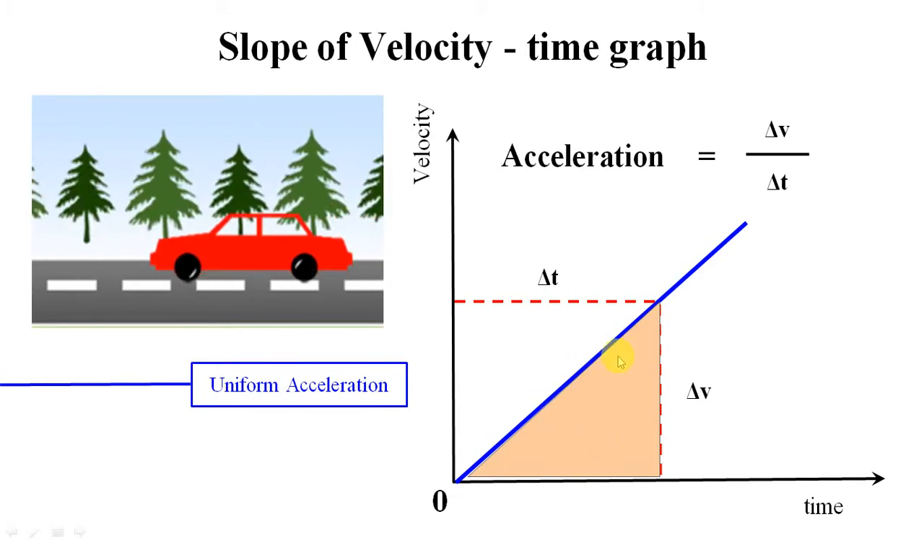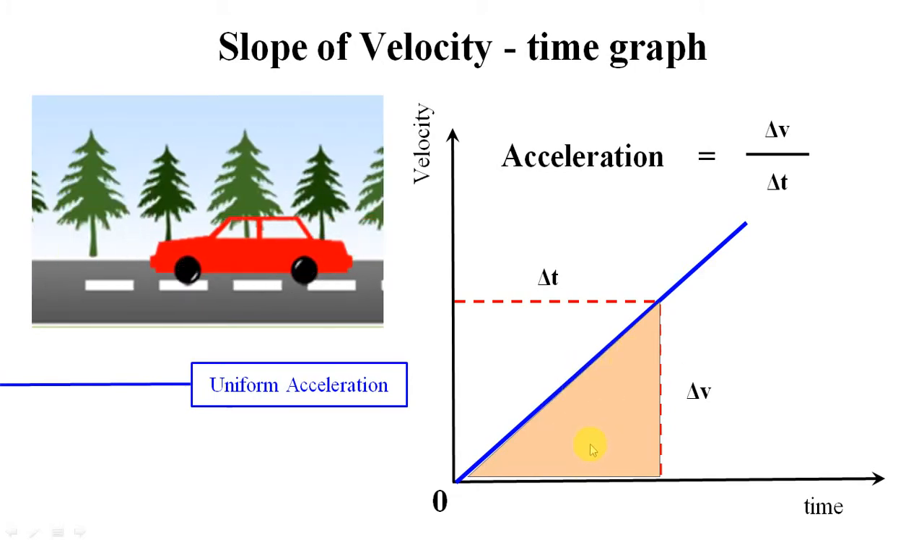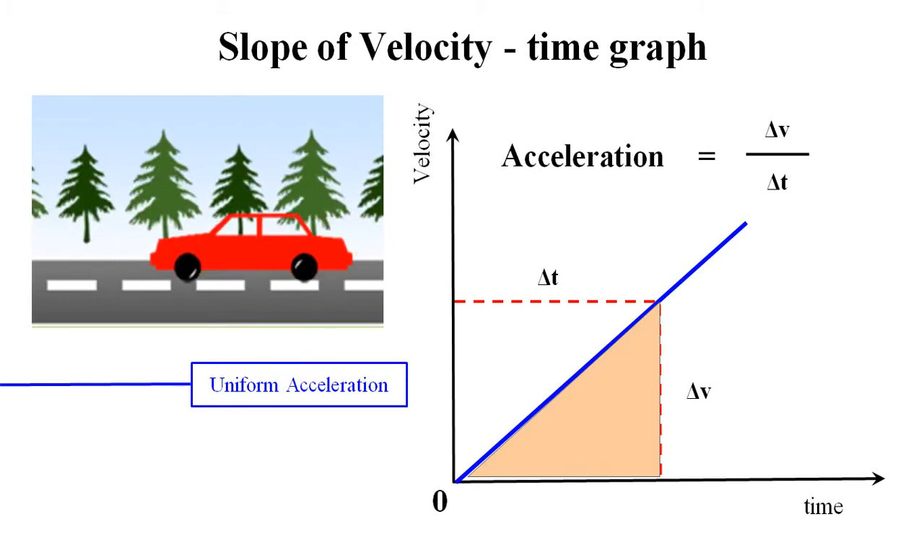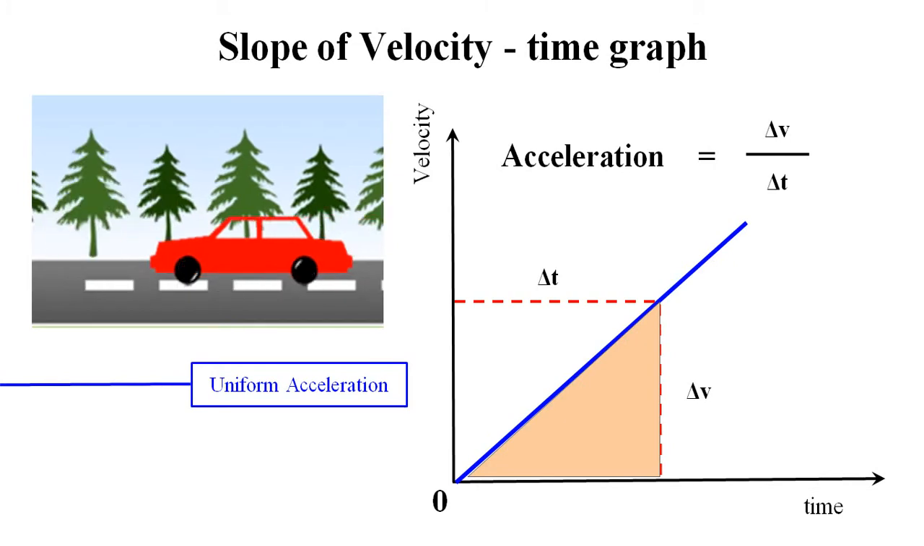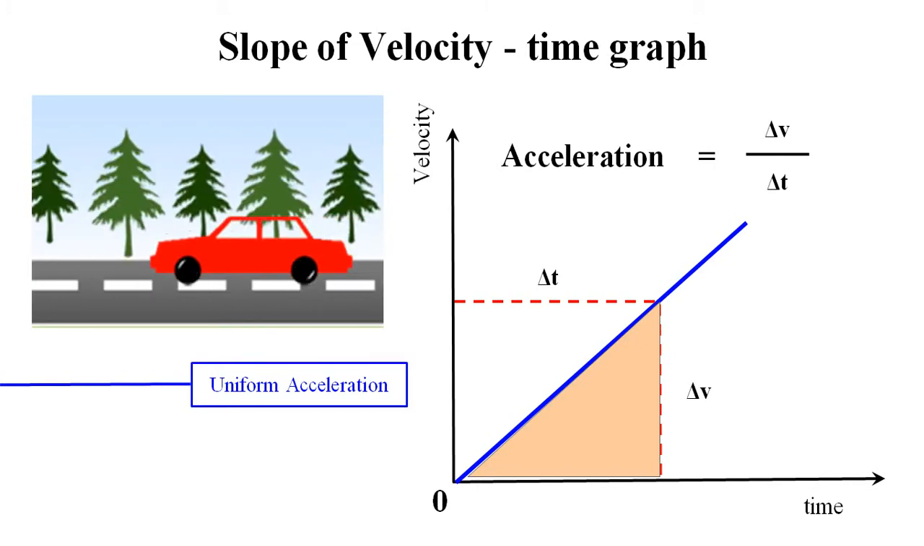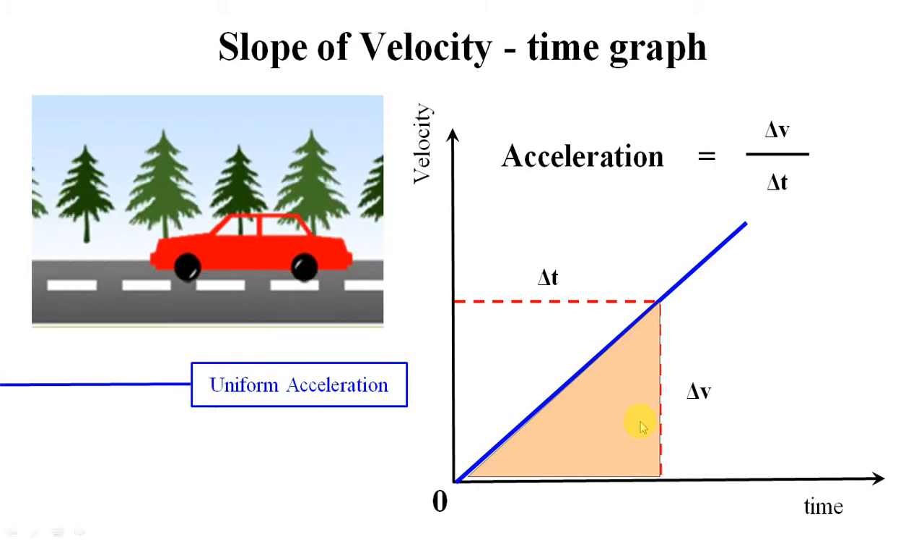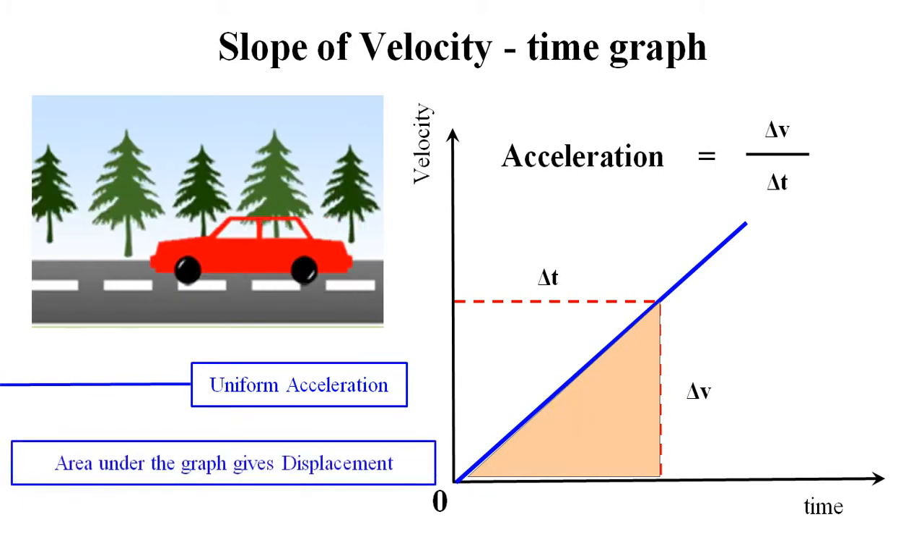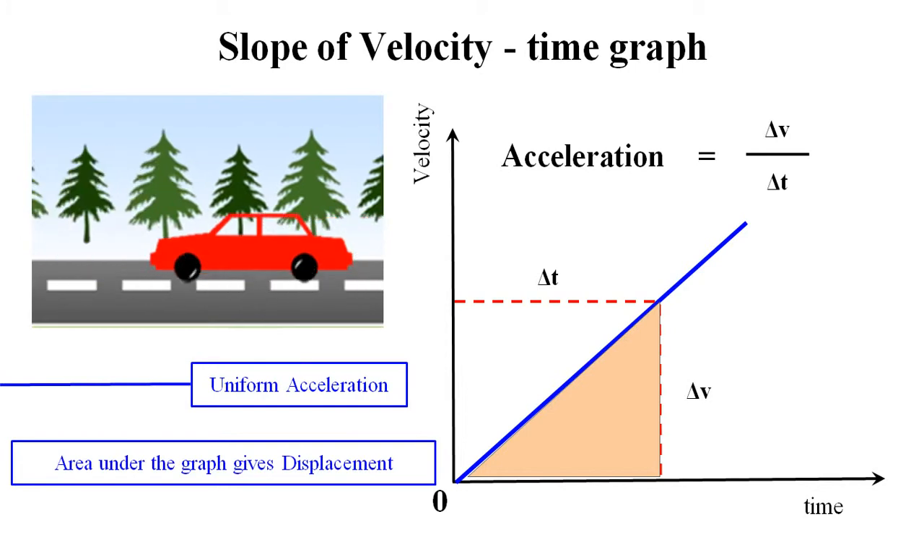The area under this graph always gives you displacement, and this concept we would be using in deriving the equations of motion of uniformly accelerated bodies. So it's very important. The area under velocity time graph gives displacement.